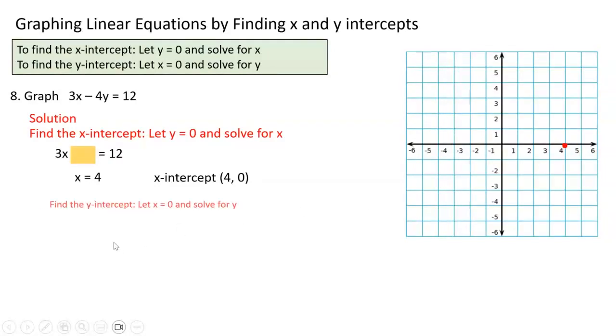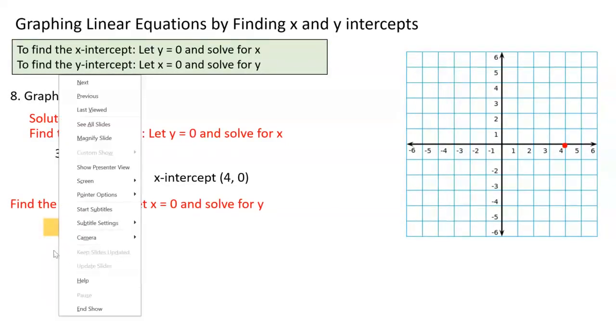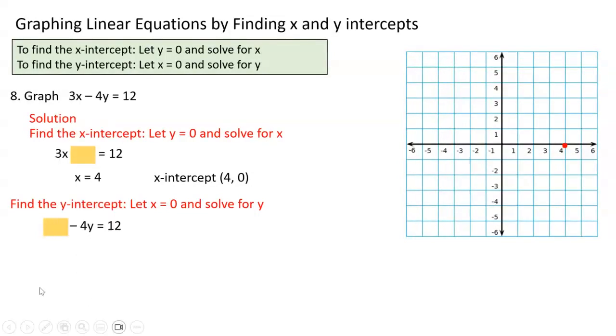Now, to find the y-intercept, we're going to let x equal 0. That means we're going to cover the x, because 3 times 0 will give us 0, so we can just cover it. Now, in your heads, we can divide both sides by -4. So y equals -3. So the point is going to be (0, -3), and that's my y-intercept. So we're going to go to 0 for the x, and we're going to go down 3 on the y. And we connect the 2 points.